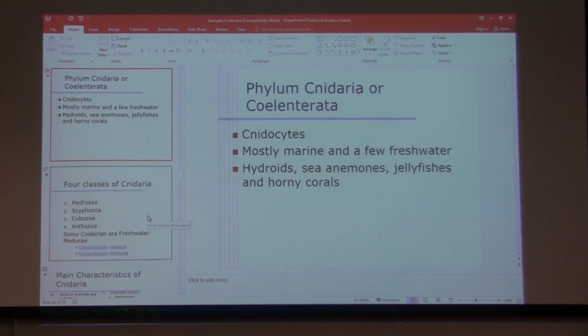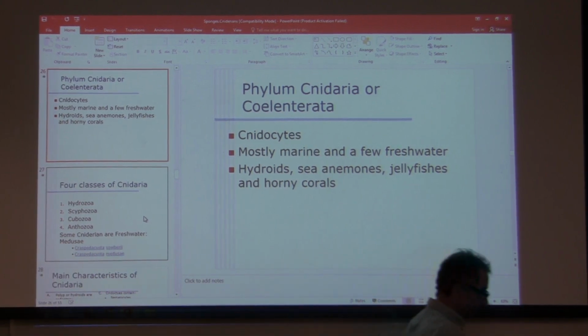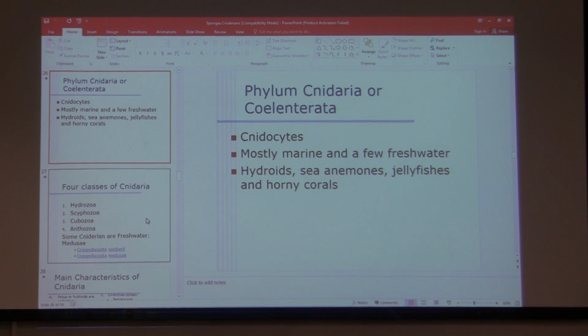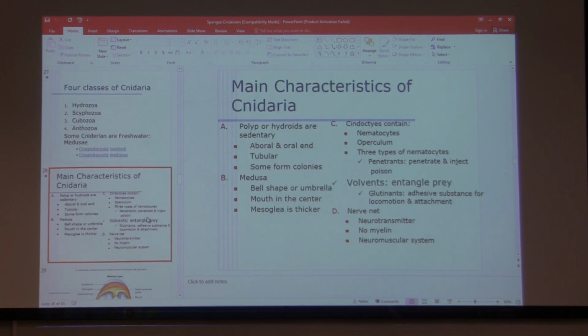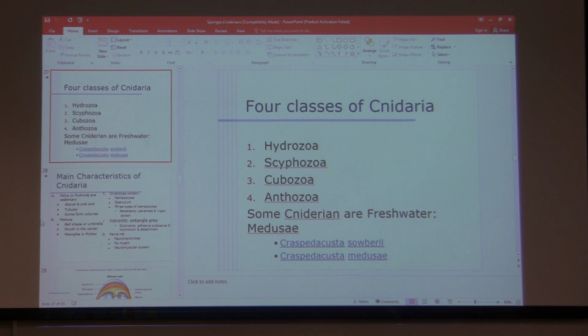Okay, so we talked about that too. We talked about different types of... Is that right? Then I think this is where we stop, isn't it? The 4 classes of Cnidarians. Yeah, and I talked about this. I said, oh, we'll talk about it when this starts right here. Right.